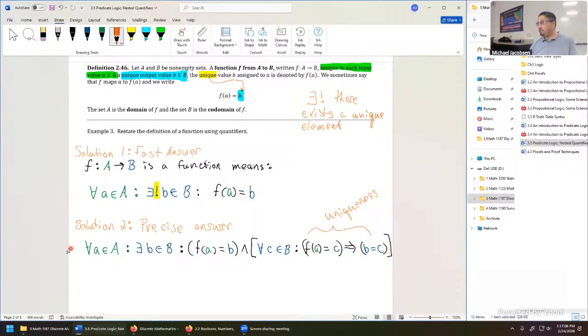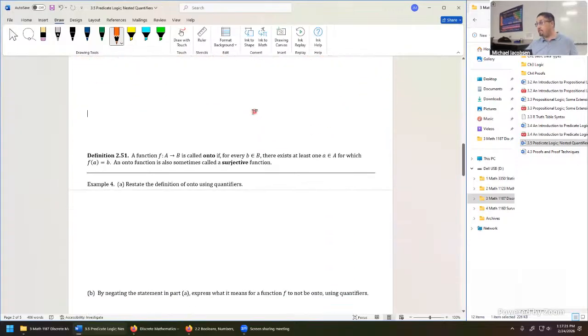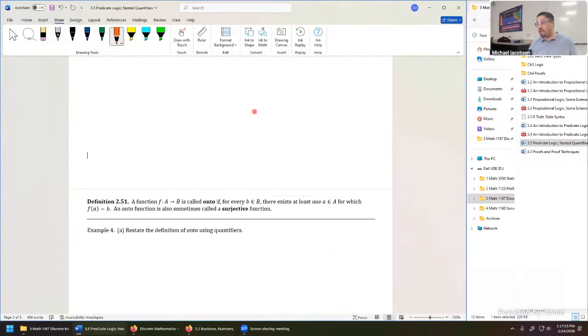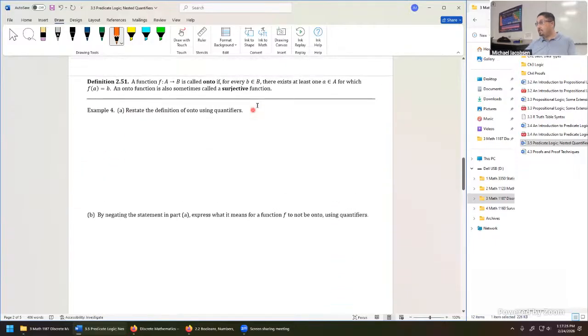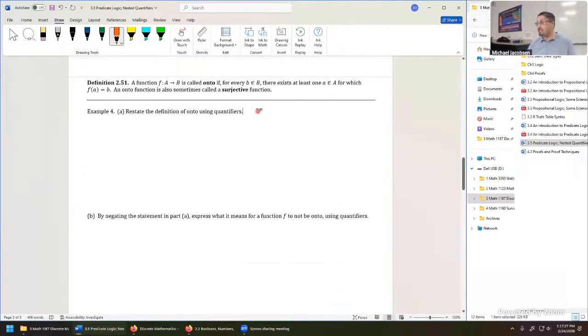Okay, the function definition is pretty tricky in my opinion. There's lots going on here. Capturing the uniqueness is the harder part about it. But the other definitions, they're really not as rough. Onto is pretty decent. One-to-one is not too bad either. And so we're going to quantify for the lecture notes what onto is going to look like, and then leave the one-to-one for the homework exercise.